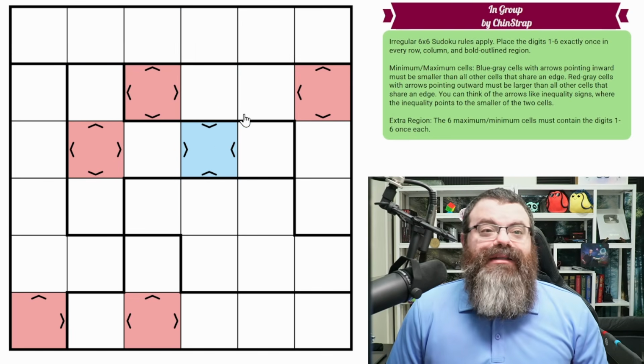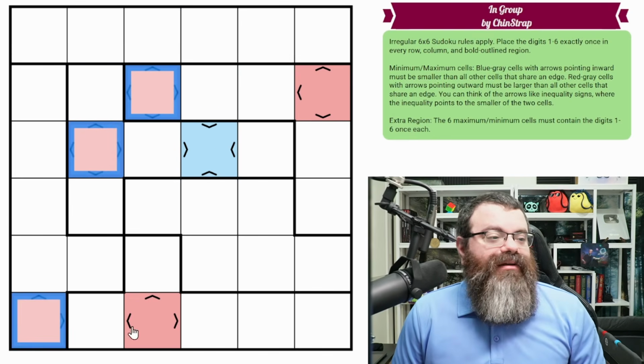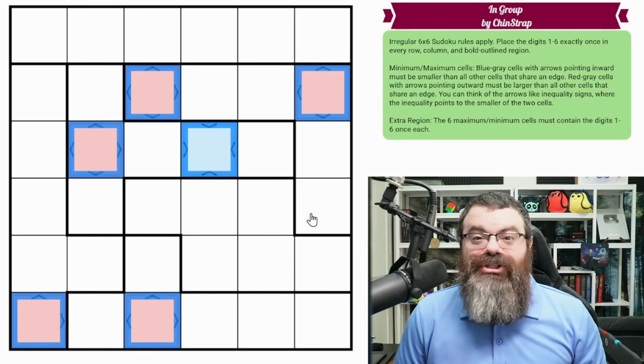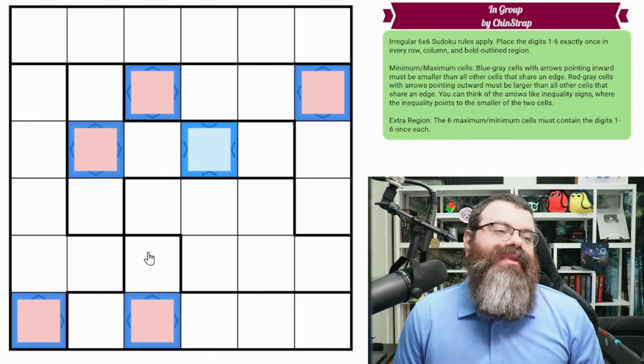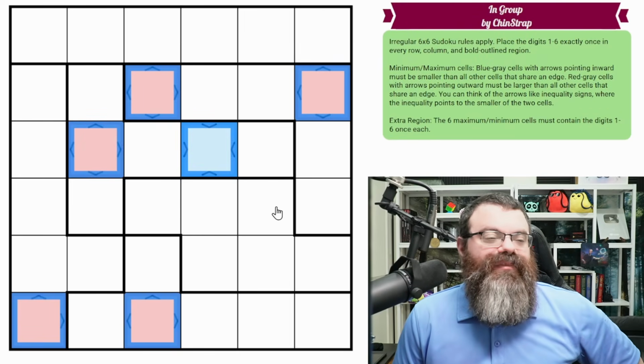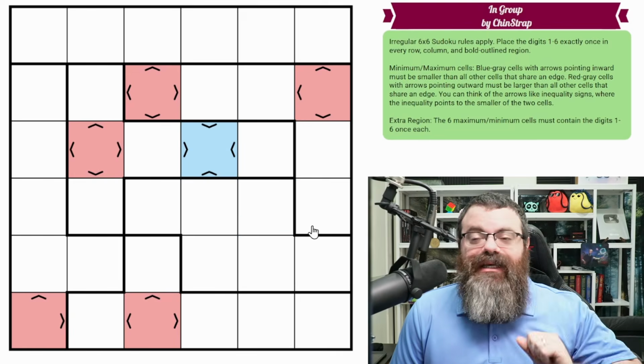All right, and no, that's not it. In addition to that, our minimum and maximum cells form an additional extra region. So we're placing 1 to 6 exactly once each within our min-max cells, these 6 cells here. And that is it. Those are the rules.